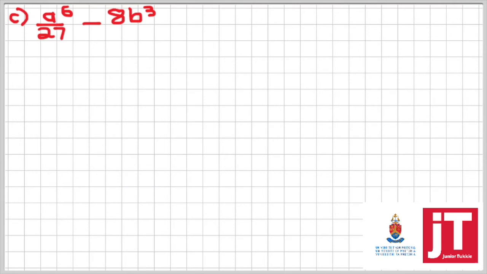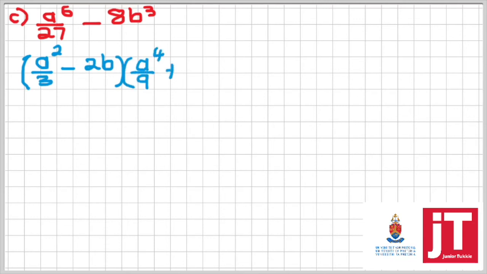We're given a to the power 6 over 27 minus 8b to the power 3. Factorizing that, the binomial will give us a squared over 3 minus 2b. The trinomial part will give us a to the power 4 over 9 plus 2a squared b over 3 plus 4b to the power 2 as our final answer.